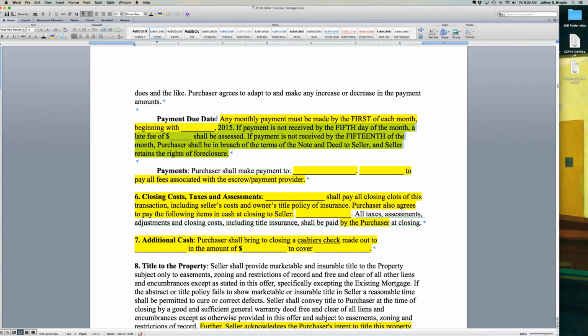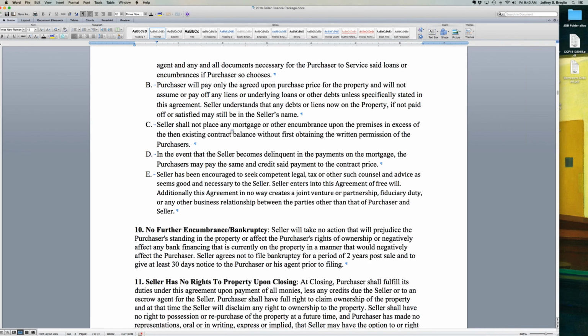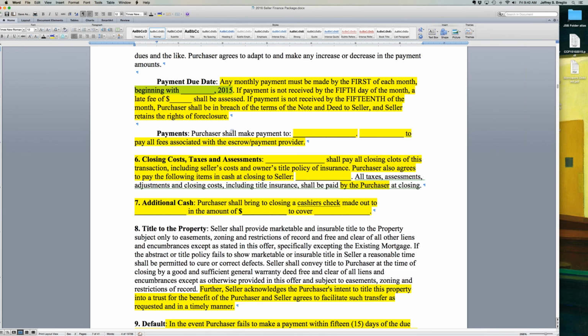Payment due date. Again, this is no different than any other mortgage, or think of this as rent, right? You're making a monthly payment. We've written in that it's due by the first of the month. This is the month that it's first beginning. It still says 2015. We should probably make that a blank, but you can change that. This is just the date of the first monthly payment that you're going to make. It's probably the first day of the month after you close.